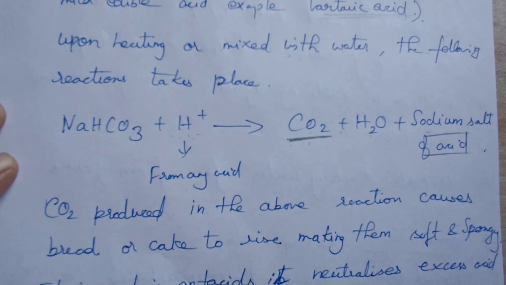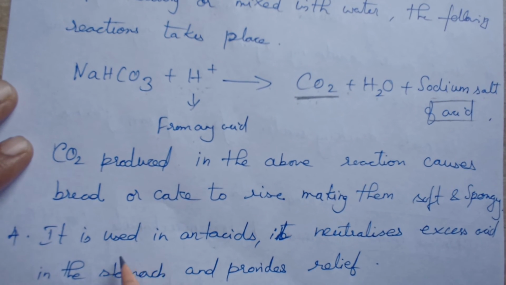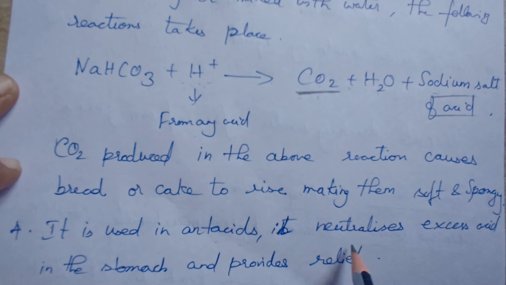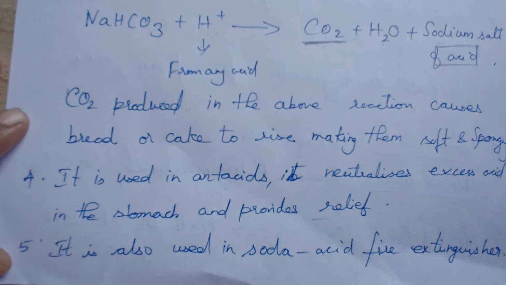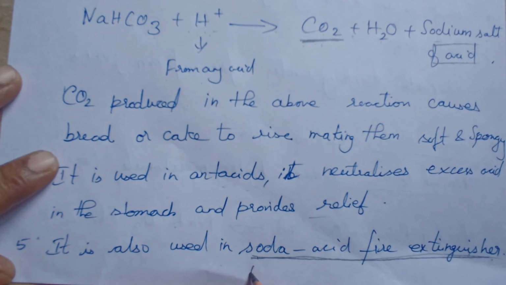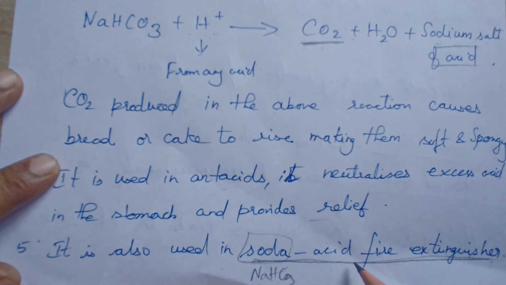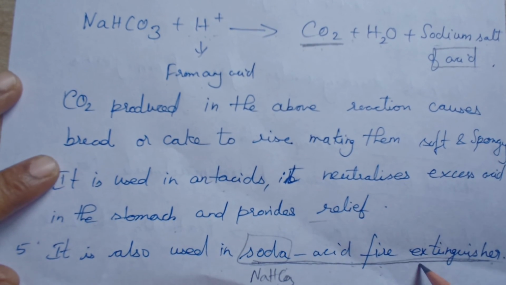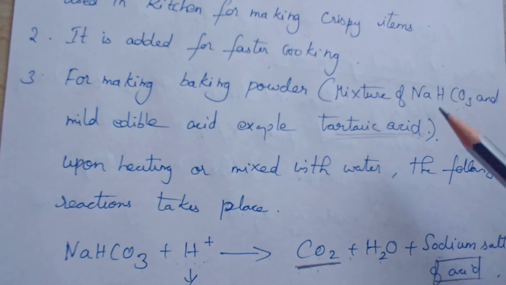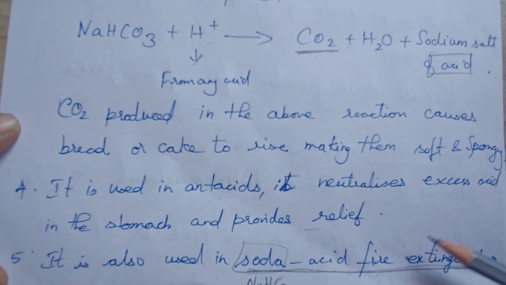Also, since it is somewhat alkaline in nature, it is used in antacids. Usually milk of magnesia is used as an antacid, but this is also used as an antacid because it is a non-corrosive basic salt. It neutralizes excess acid in the stomach and provides relief. It is also used in the soda acid fire extinguisher, the type used in the home. The soda is NaHCO3, baking soda, and the acid is sulfuric acid. So it is mainly used in the kitchen for cooking, to make cooking faster and things crispy and tasty, for making soft and spongy cake and bread, as an antacid, and in the soda acid fire extinguisher. Thank you.